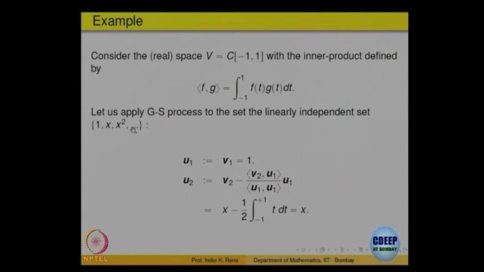Let us look at the next one, x square, and see what happens. What will be the next one, u3? From v3, that is x square, you have to remove the projections on u1 and u2. So, let us do that.